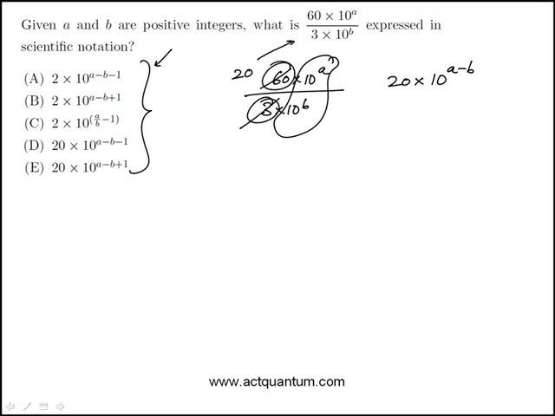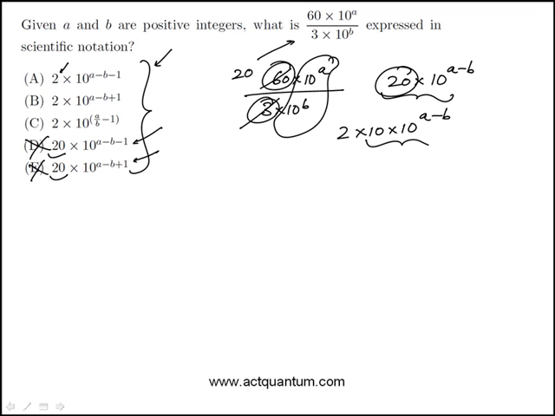Now if we look at the answer choices, we don't have this expression in these two choices, because these are the only ones which have 20 in front. So we know that these two aren't correct. So we have to rewrite it in the form 2 times something. So I'll split that 20 into 2 times 10.